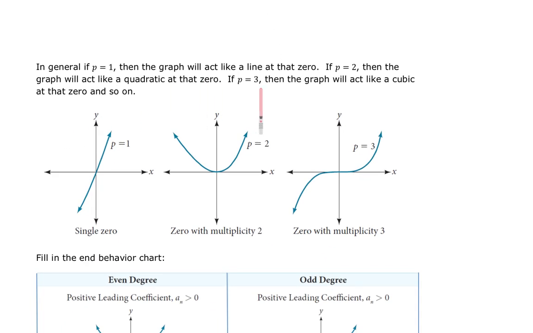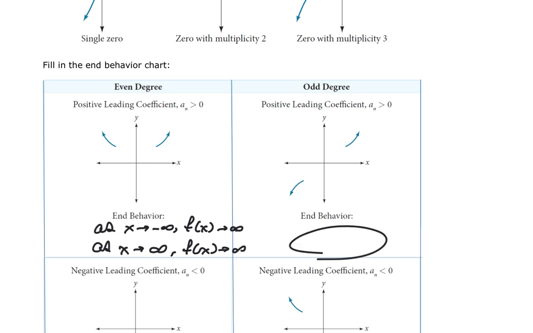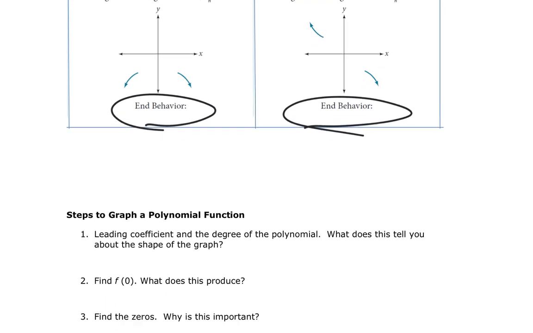So this kind of wraps up what we just said. So here's a degree of 1, a degree of 2, a degree of 3. What I want you to do is fill in the end behavior of this chart. I'll start out with the first one. As x goes to negative infinity, my function goes to positive infinity. As x goes to positive infinity, my function goes to positive infinity. And that's what you need to do on the rest of this. Okay, so just fill in the end behavior.